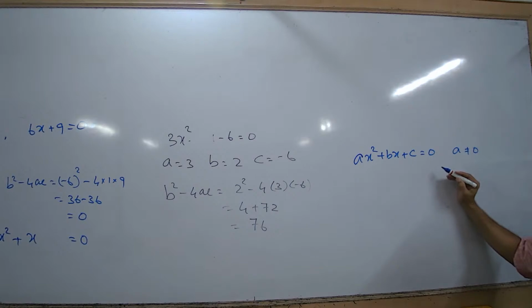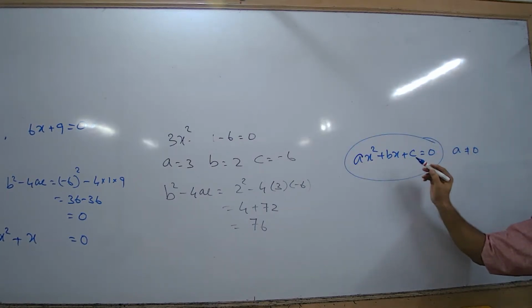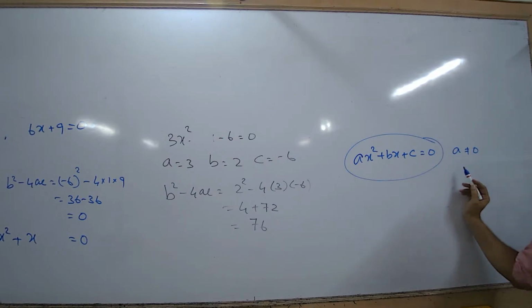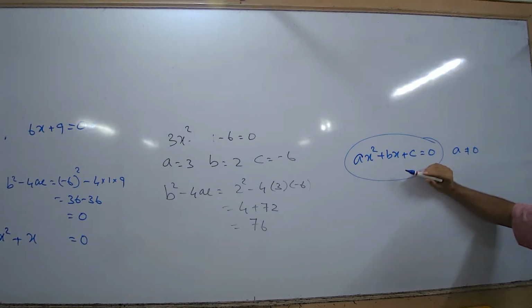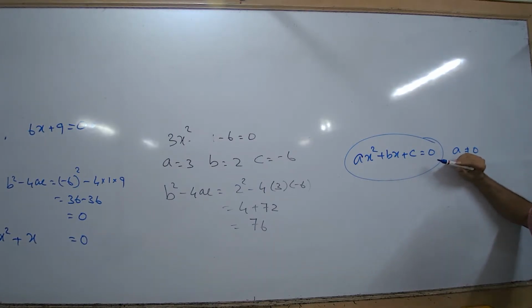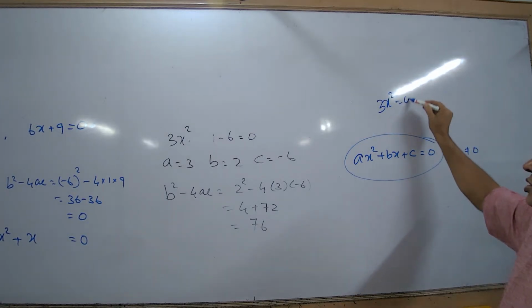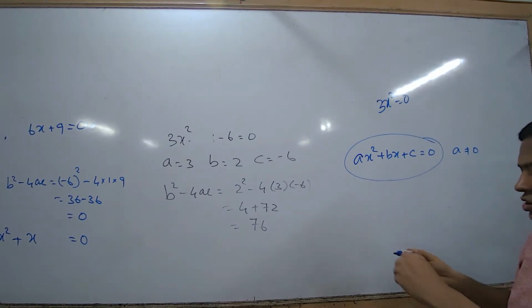Are you following? Once again, let's identify quadratic equation. General form is ax square plus bx plus c is equal to 0, where a is not equal to 0. A is the coefficient of x square, b is the coefficient of x, c is the constant term. A should not be 0, b can be 0, c can be 0, or both can be. Suppose it is coming as 3x square equal to 0. Is it a quadratic equation? Yes. This also is a quadratic equation.